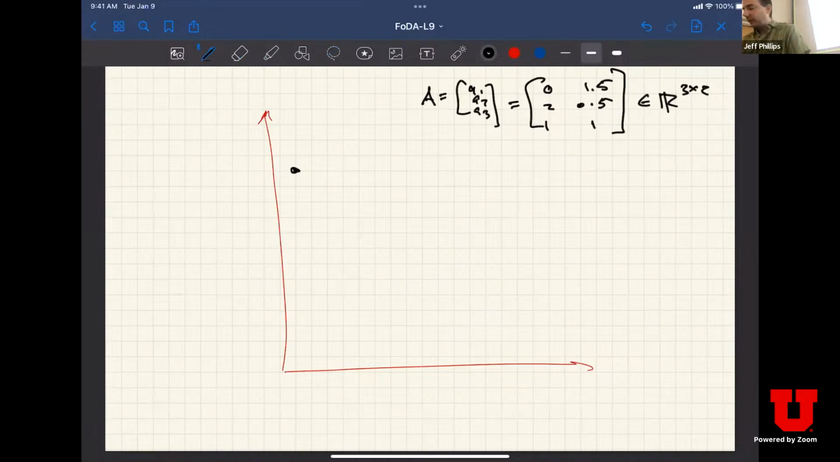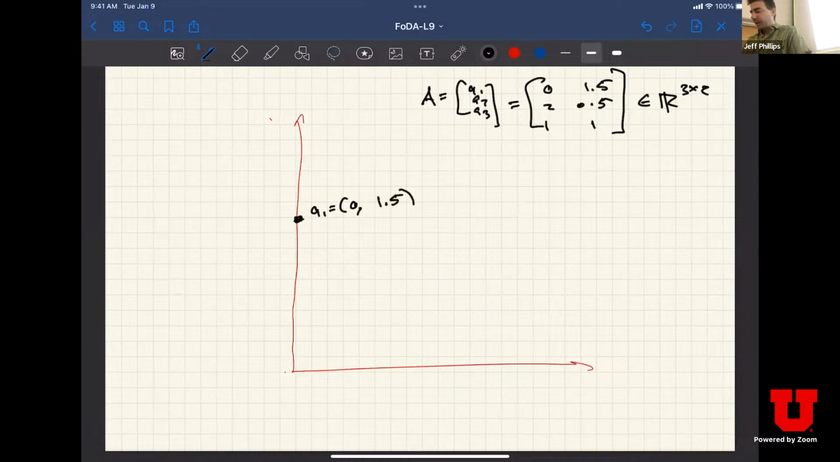And so now I can draw these points if I do it carefully enough. Okay, so let's try and draw these points. A1 is supposed to be 0, 1.5. So let's say this is A1, 0 comma 1.5. A2 is supposed to be 2, 0.5, so let's say that is over here: A2, 2 comma 0.5. And then A3 is 1, 1. A3 equals 1, 1, okay?